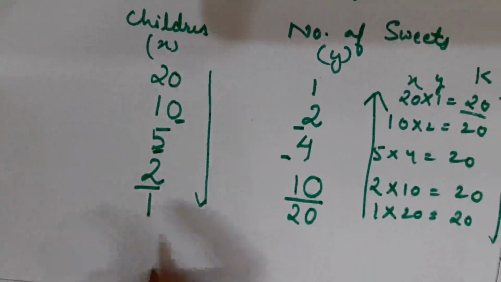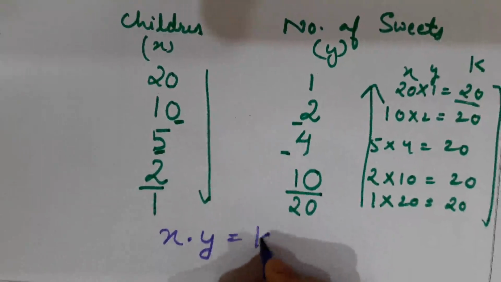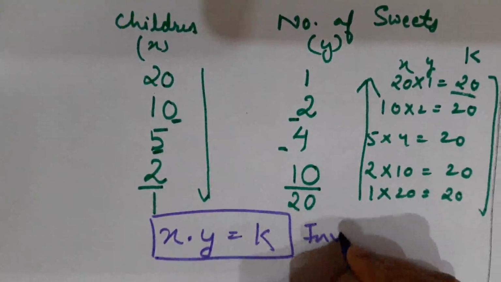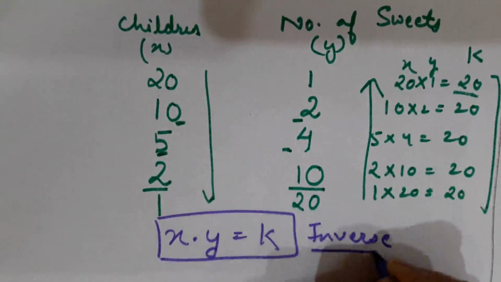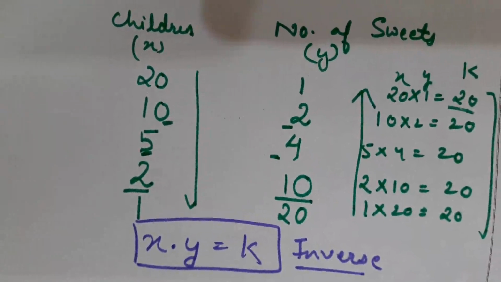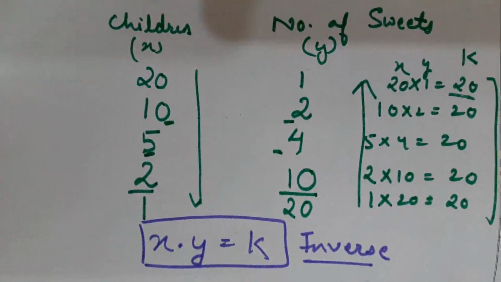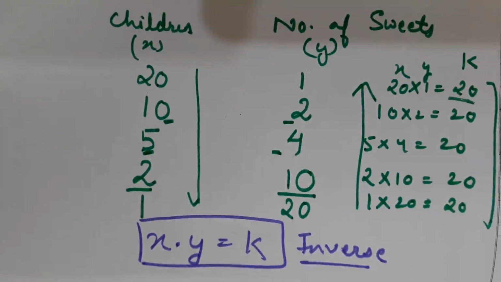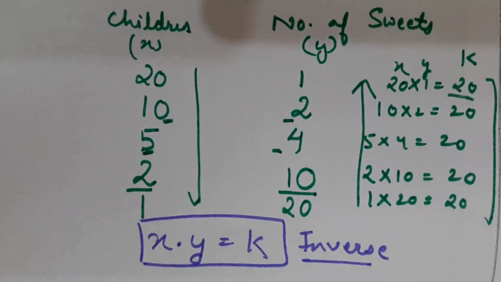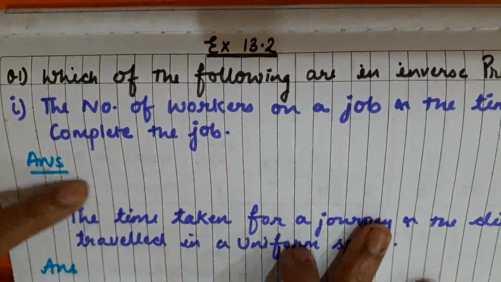So what formula are we getting? x multiplied by y is constant. This is the formula of inverse proportion, because if one thing is increasing, the other thing is decreasing, and if one is decreasing, the other is increasing. It is a reverse proportion. So this is the concept of inverse proportion. With the help of this, we are going to solve exercise 13.2.